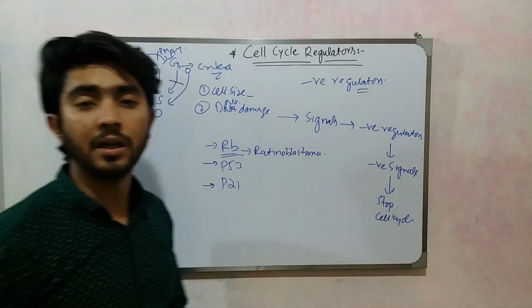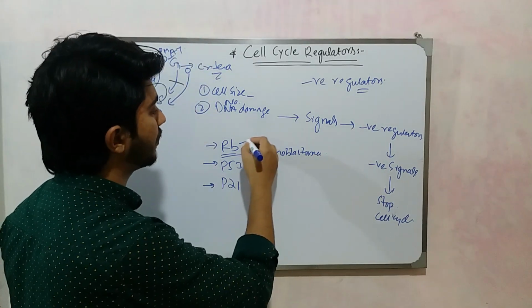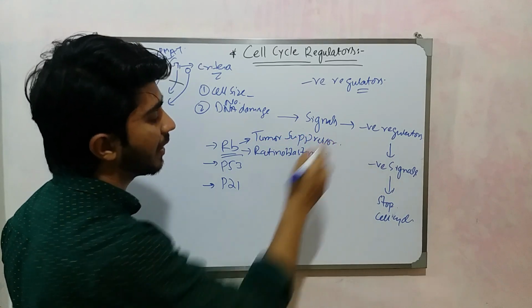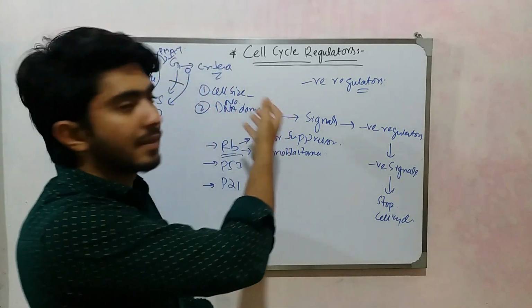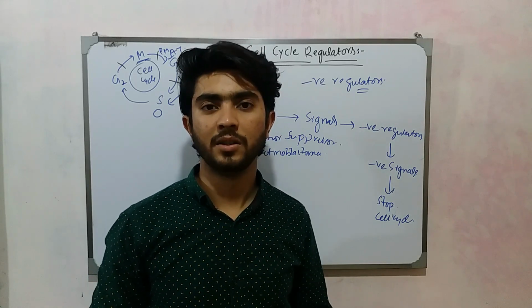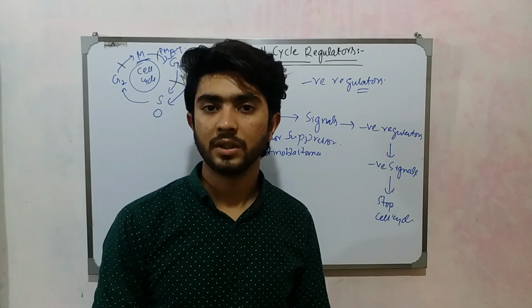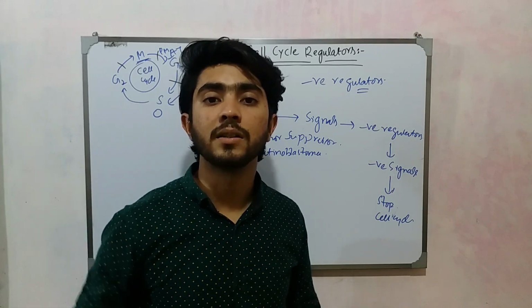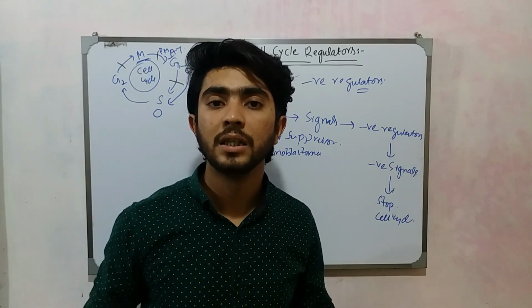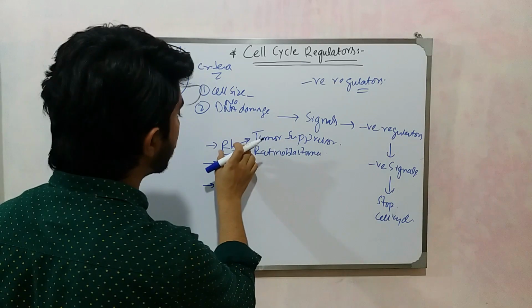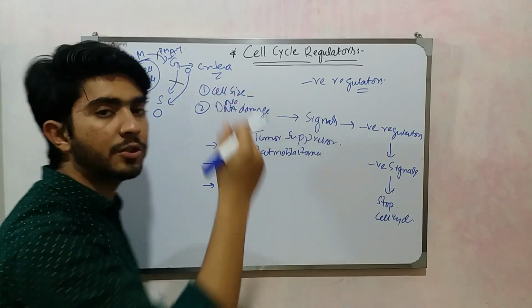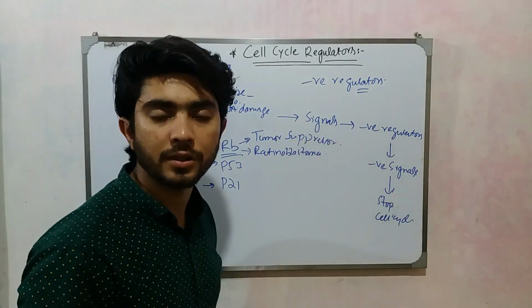Retinoblastoma is a tumor suppressor. What is a tumor suppressor? If the cell cycle is not controlled, then a lot of cell division occurs at different times. This multiple division of the cell causes the production of tumors or cancer. So what these proteins do is stop the cell cycle in order to save us from tumor production, from cancer production.